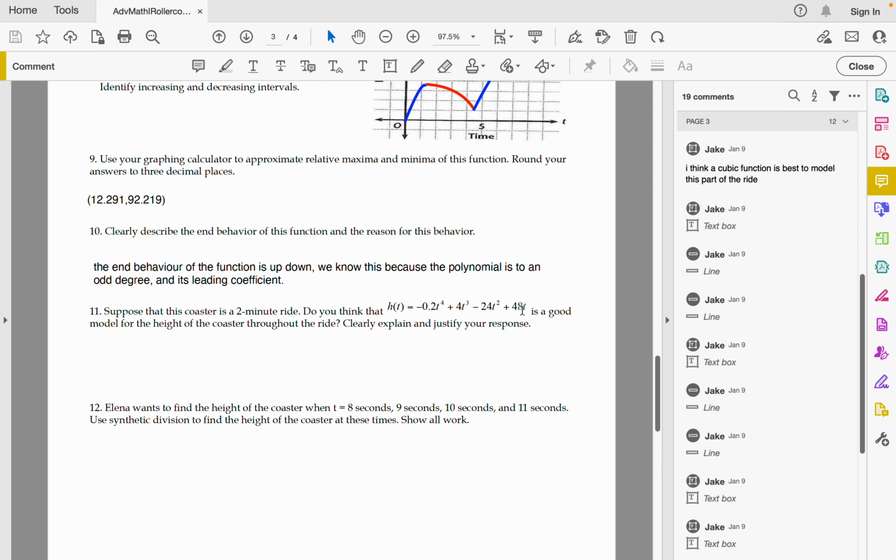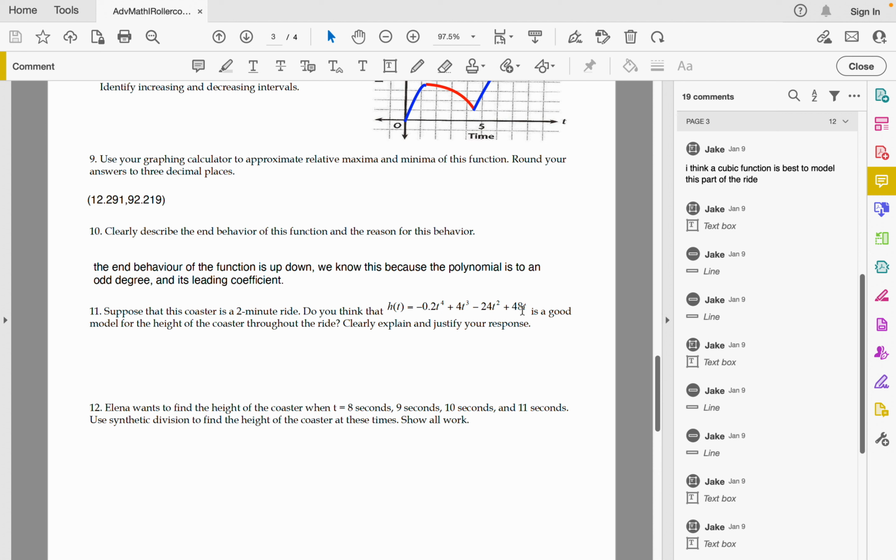And then for 12, you need to review synthetic division. Synthetic division is going to help you because of the remainder when you do synthetic division. If I divide 8 into this function and I use synthetic division, whatever remainder I get is the evaluation at 8 seconds. So you're going to do this 4 times.